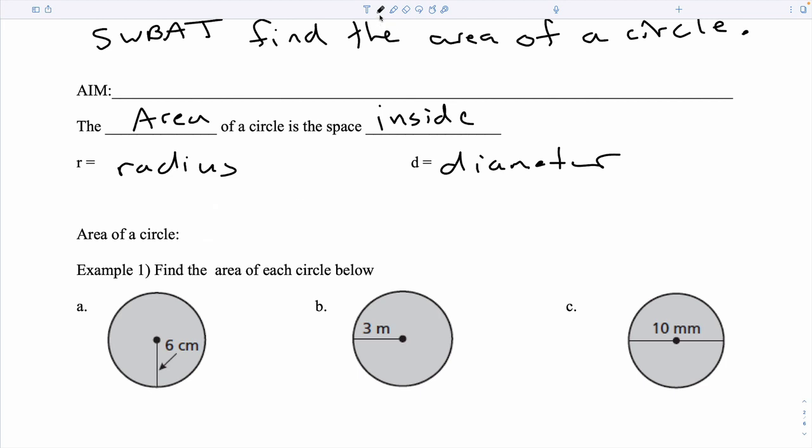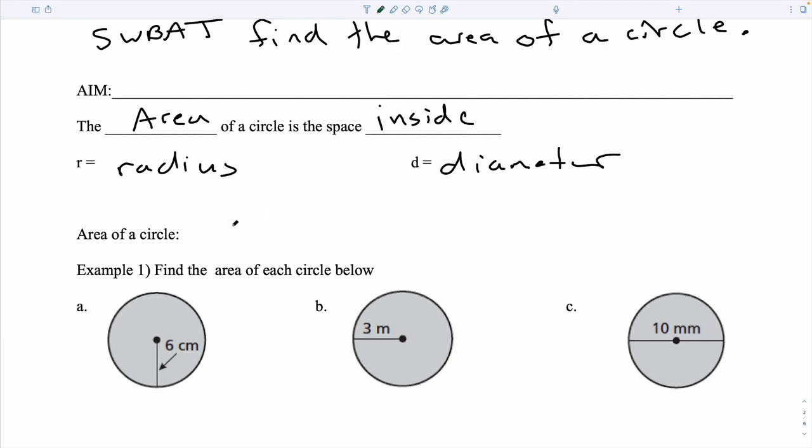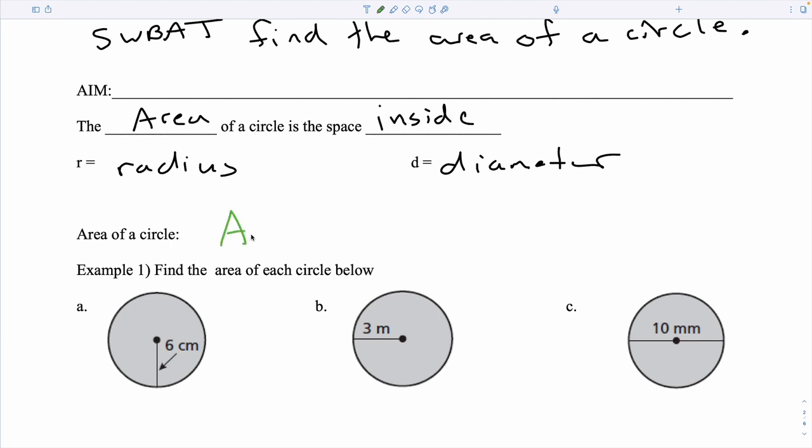I'll put it in green so it's nice and cool. Bright green. Oh, that's dark green. Can you even see the bright though? Yeah. That one? No, that's going to be too light.